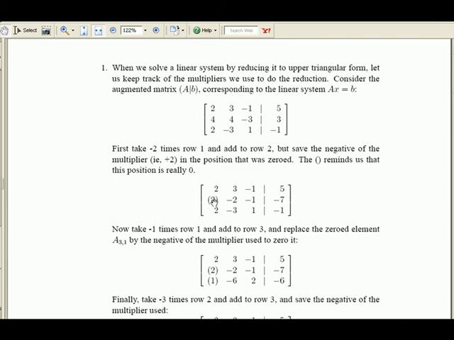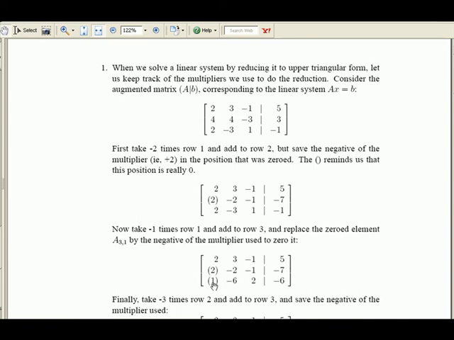The reason for doing this, as we'll see in a moment, is it makes it much faster to solve other linear systems with the same matrix but different right-hand side. But anyway, it doesn't hurt anything to save a kind of memento of battle. Remember how we knocked that element out, basically. Then we take minus 1 times the first row and add it to the third. There's the result. Again, that should be 0, but we put the negative of the multiplier, which was minus 1, and we save it there, even though it's really 0.